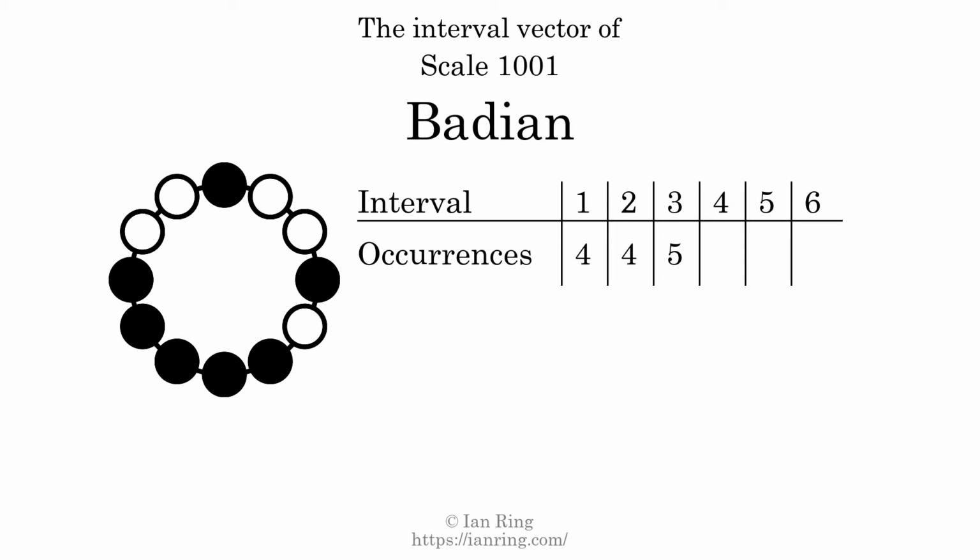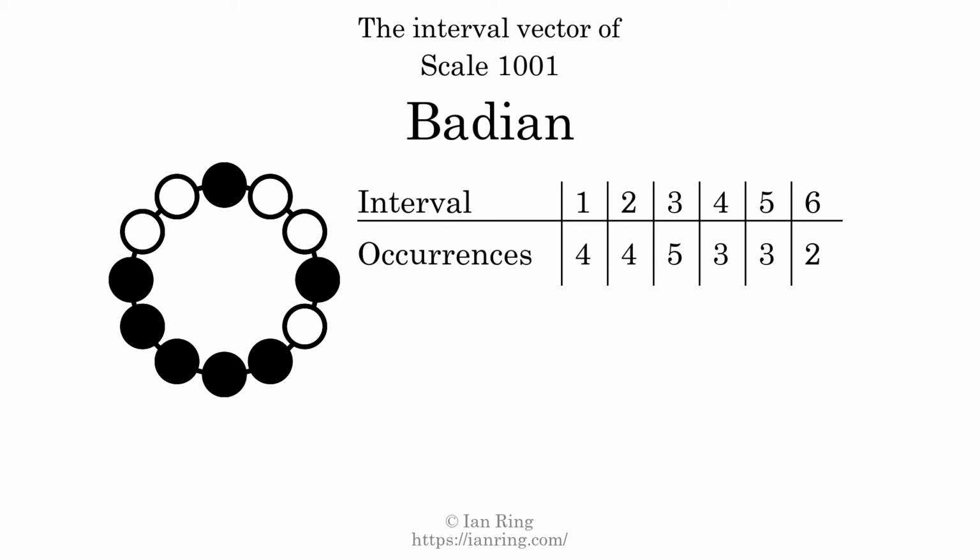There are 5 intervals with the size of 3 semitones. They are here, here, here, here, and here. There are 3 intervals with the size of 4 semitones. They are here, here, and here. There are 3 intervals with the size of 5 semitones. They are here, here, and here.